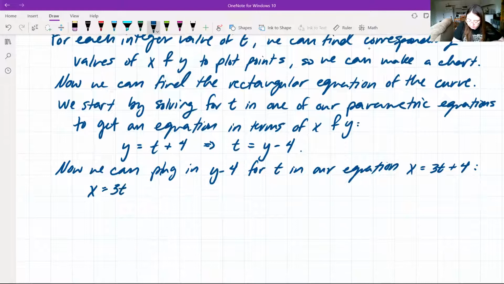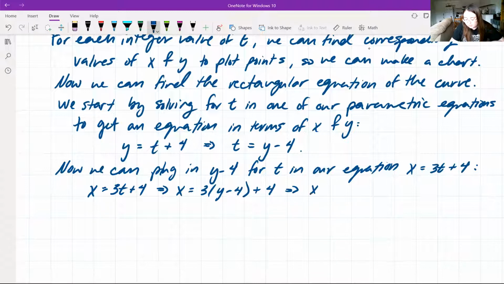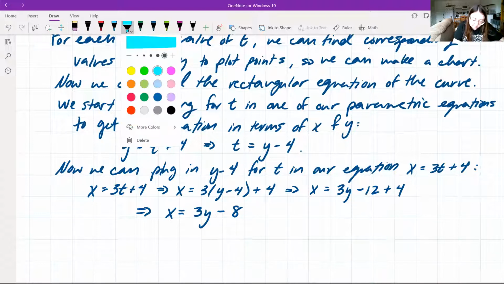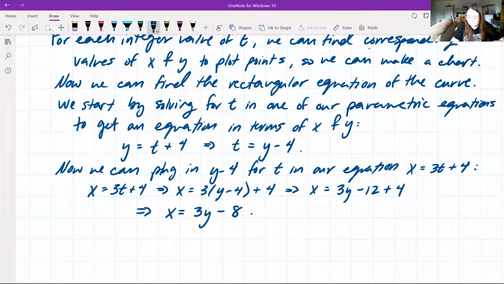So if we have x is equal to 3t plus 4, we can now get x is equal to 3 times (y minus 4) plus 4. Simplifying this equation, this turns into 3y minus 12 plus 4, which is going to end up giving us x is equal to 3y minus 8. And that would end up being our rectangular equation.